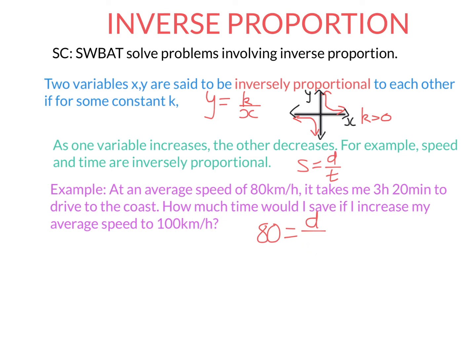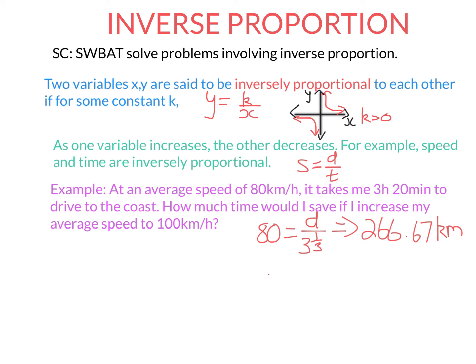So 3 hours and 20 minutes is 3 1/3 hours. So solving for D, it's just 80 times 3 1/3. It's 266.6 recurring. I'll just round to 2 decimal places. Now, because the speed was in kilometers per hour and this was in hours, D will be in kilometers. So that is the total distance that I need to travel to the coast.